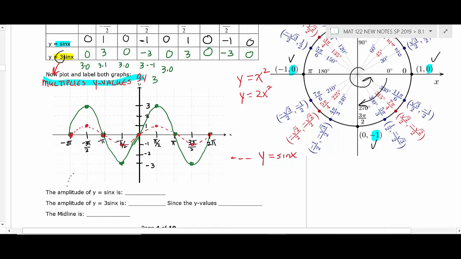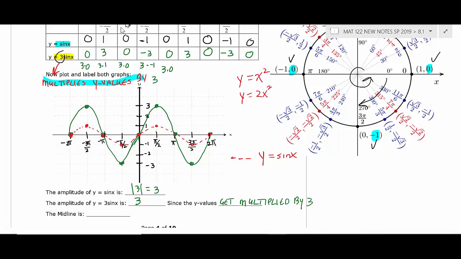A couple of observations. The amplitude is the absolute value of that 3, so it's just 3. Okay, just think of the amplitude always as a positive number. So the amplitude of y equals 3 sine x is 3. Okay, all right, so that's what happens. The y values get bigger.